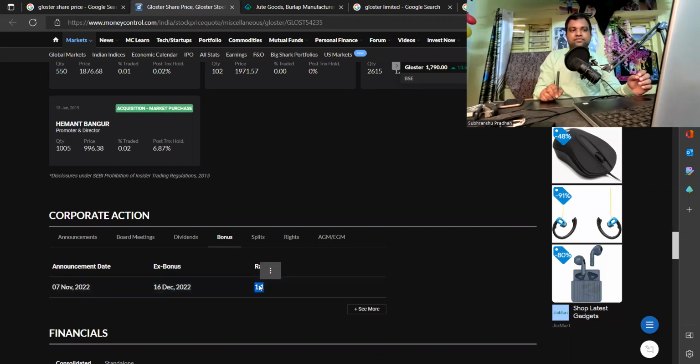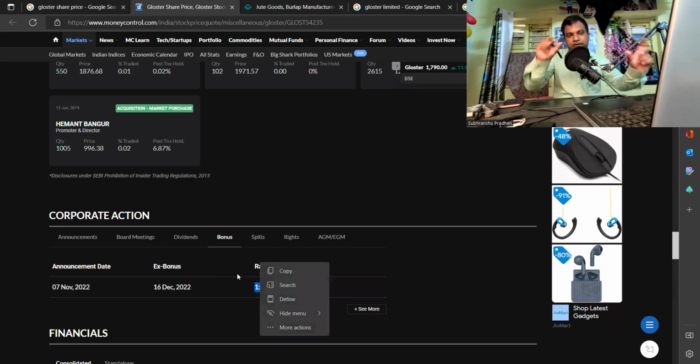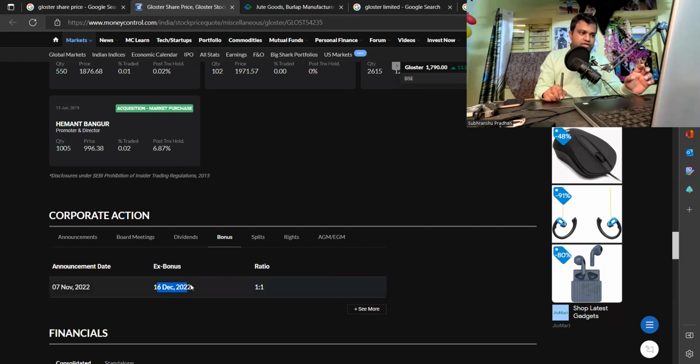It is 1:1. That means for 1 share, if you are holding in Gloster, you will get one free share or one bonus share. But yes, the price that is now trading around 1700 will be divided again, it will become around 800 rupees. The price will go down, the current market price, so that the market capitalization will remain constant. And this ex bonus date is 16th of December. Remember this.